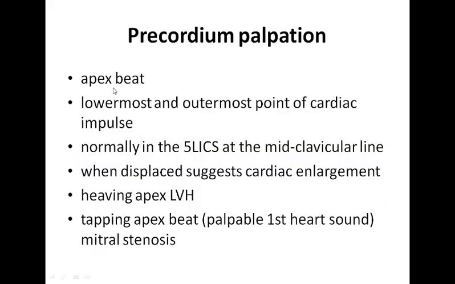The first thing you have to locate is the apex beat. It is the lowermost and outermost point of the cardiac impulse. Normally it is in the left fifth intercostal space at the mid-clavicular line. Displacement from this space suggests cardiac enlargement. Heaving apex you can get in left ventricular hypertrophy. Tapping apex you can get in a patient with mitral stenosis. Tapping apex is due to a palpable first heart sound.